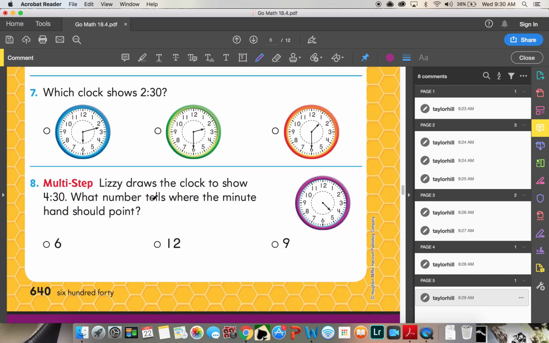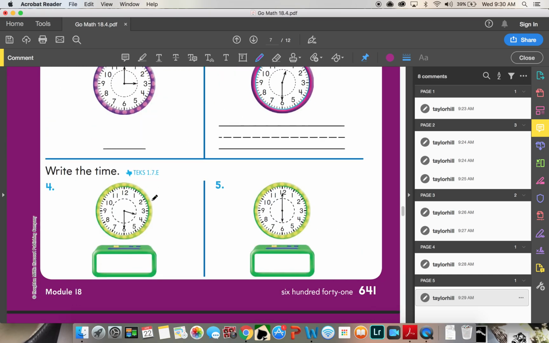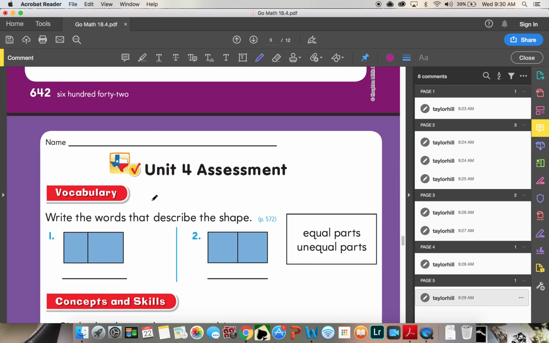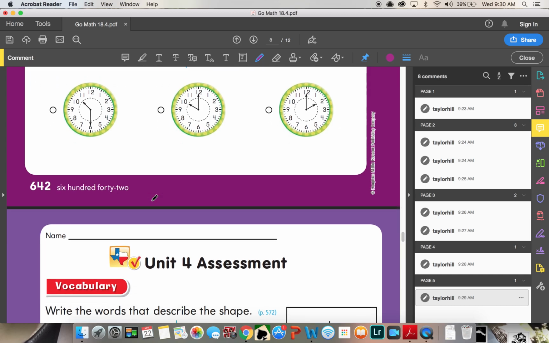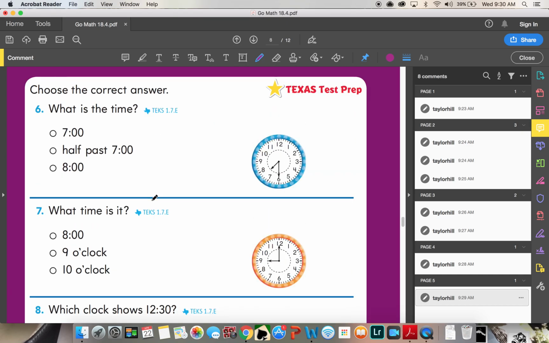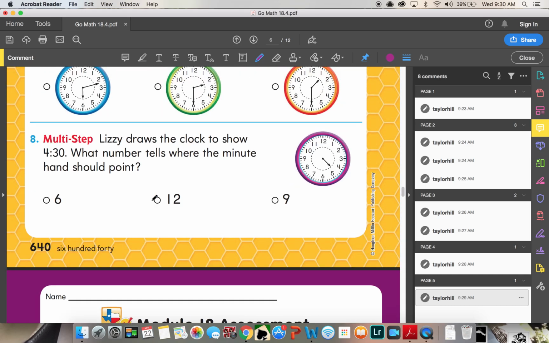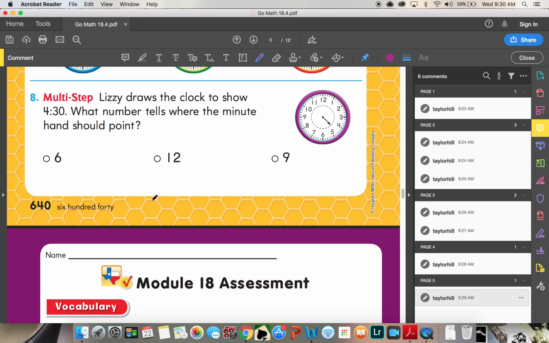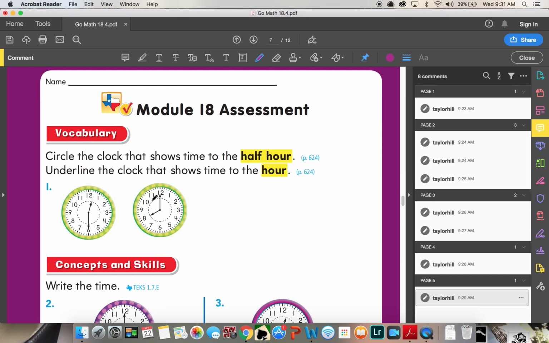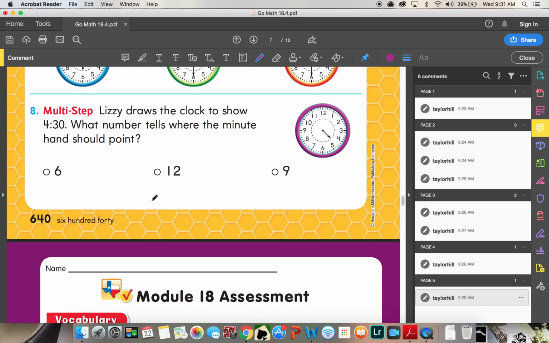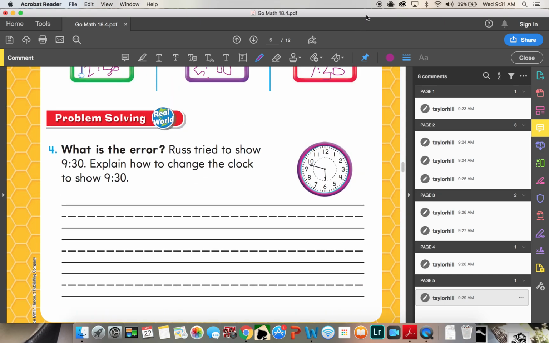Good job. All right, your Module 18 assessment is coming up. I want you guys to take that on a different day, and then take your Unit 4 assessment on a different day. So you'll do this lesson, then the next day you'll take your Module 18 assessment, and then the next day you'll take your Unit 4 assessment. I want you to do them on different days. That way your brains don't get tired.